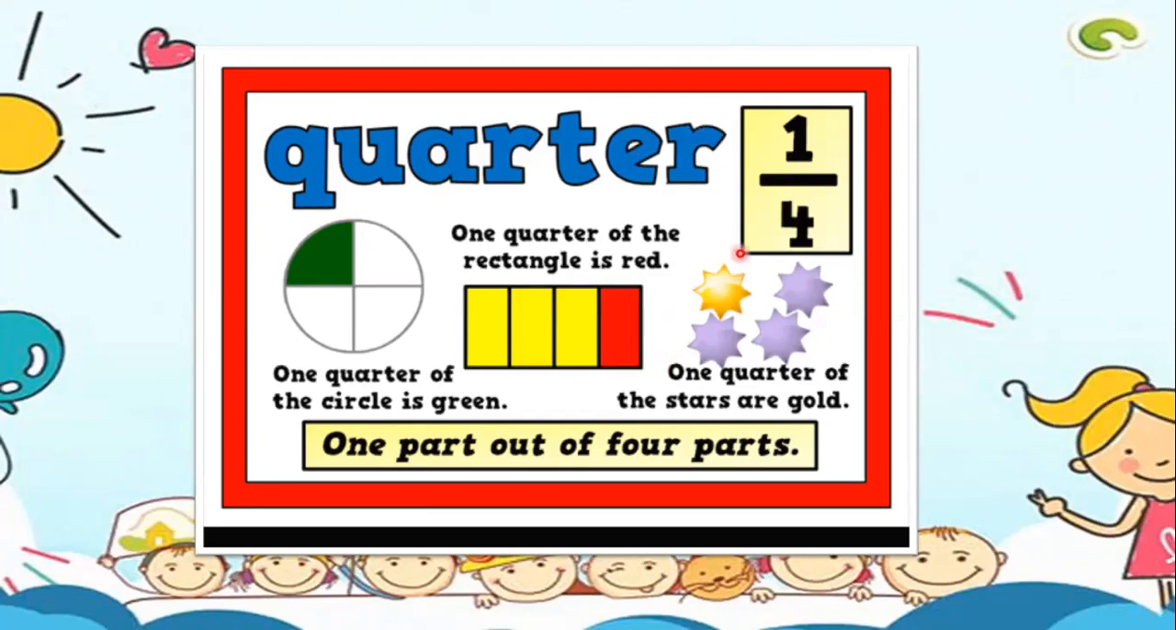Now you can see here, out of 4 stars, 1 star is golden. That's why we have written 1 upon 4. It means 1 star is gold out of 4 stars. 1 part of 4 parts, and it is called quarter.